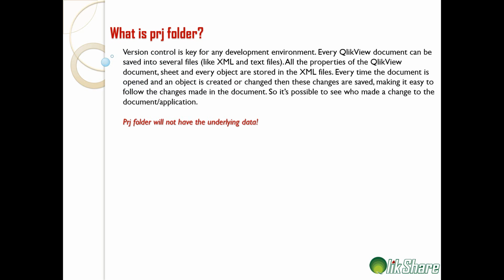For version control is key for any development environment. Every QlikView document can be saved into several files like XML and text files. All the properties of the QlikView document, sheets, and every object are stored in the XML files. Every time the document is opened and an object is created or changed, then these changes are saved, making it easy to follow the changes made in the document. So it's possible to see who made the changes to the application or the document. And remember, PRJ folders will not have the underlying data.